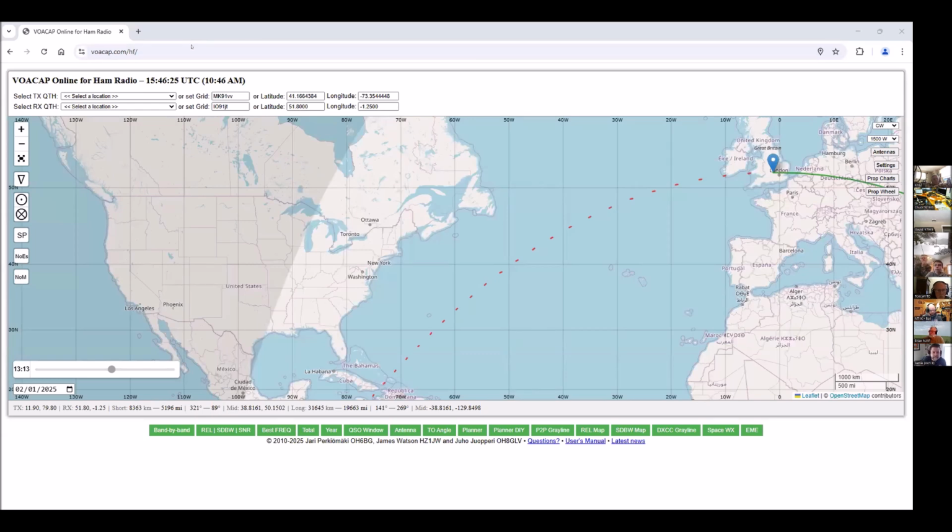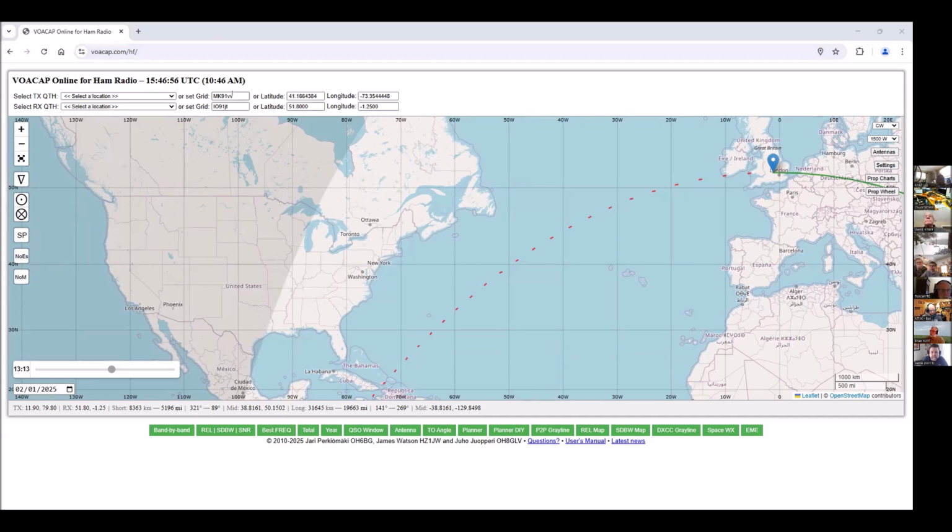So we're going to use a wonderful online propagation tool that generates strategy maps in real time for a specific location, for a particular station with certain antennas, basically tailored propagation prediction. You go to vocap.com/HF, that's the ham radio link. They provide different propagation scenarios for marine, for aviation. We don't care about any of those.